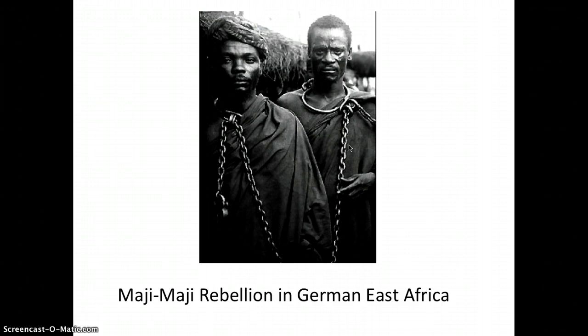The Maji Maji Rebellion was an uprising against the German presence in East Africa, modern-day Tanzania. Unfortunately, it did not end well for the Africans. In fact, they thought that they were immune to the bullets of the Germans if they had just practiced certain superstitions, and obviously that wasn't true. So that's pretty symbolic of the failed resistance of these Africans at this time.